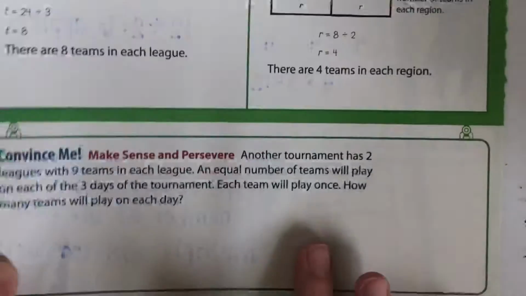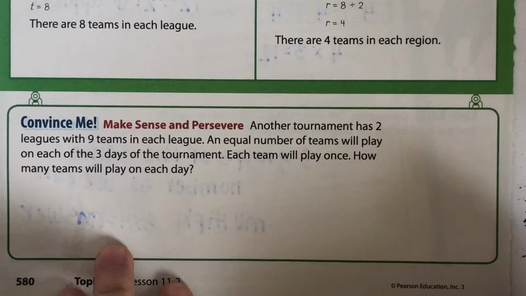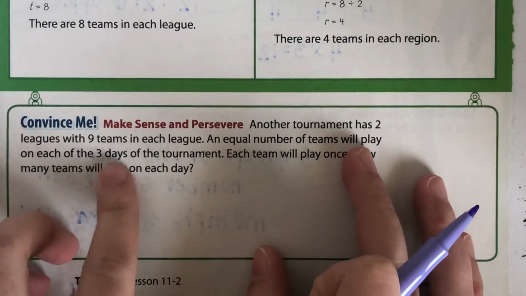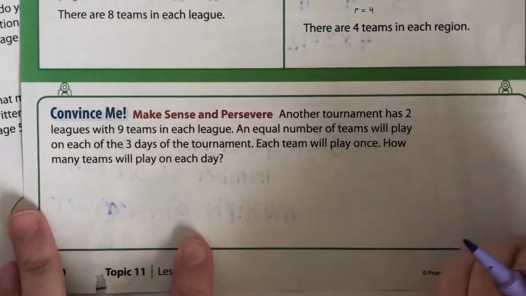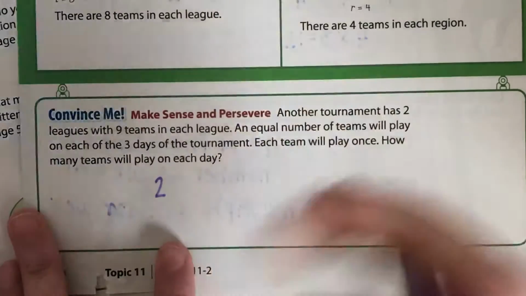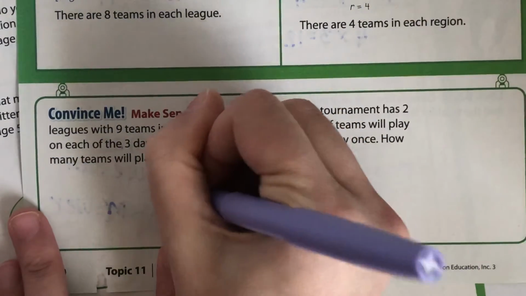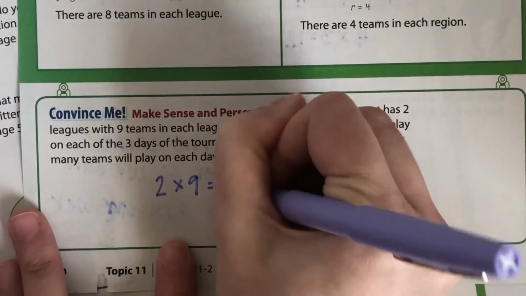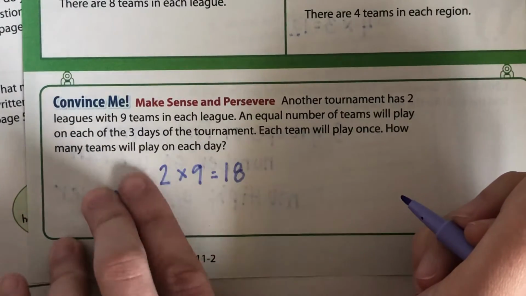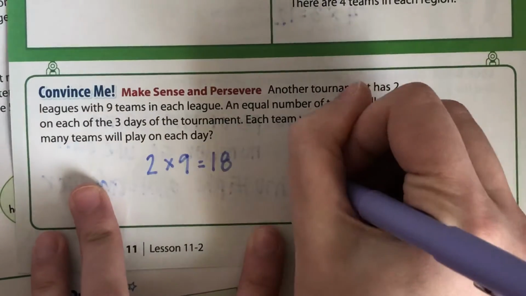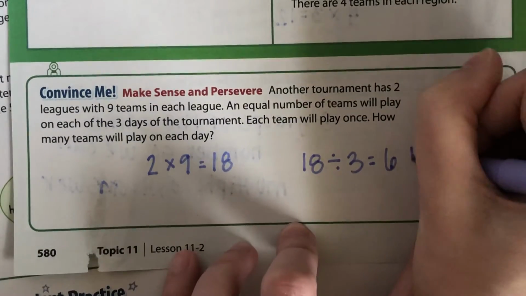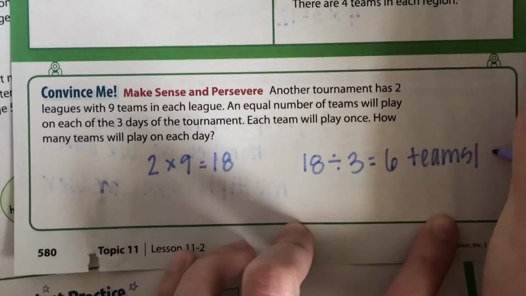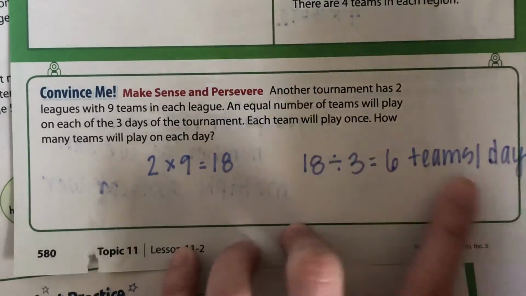Down here it says another tournament has 2 leagues with 9 teams in each league. An equal number of teams will play on each of 3 days of the tournament. Each team will play once. How many teams will play on each day? Let's start with our first number, 2, and we know there are 9 teams in each league. So we multiply that, and we get 18. Now we know each team will play once, and there are 3 days. So we take our whole 18 divided by 3, and we get 6 teams per day.